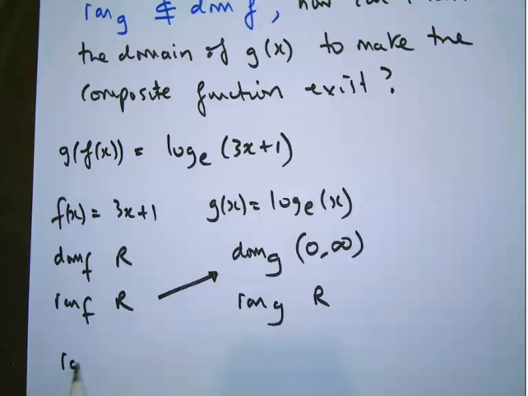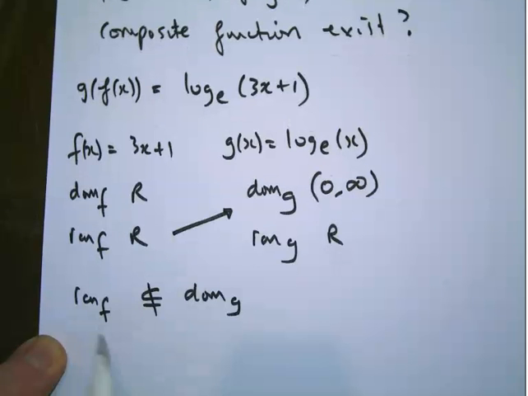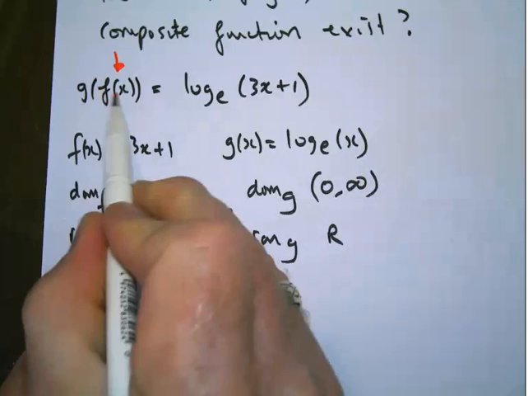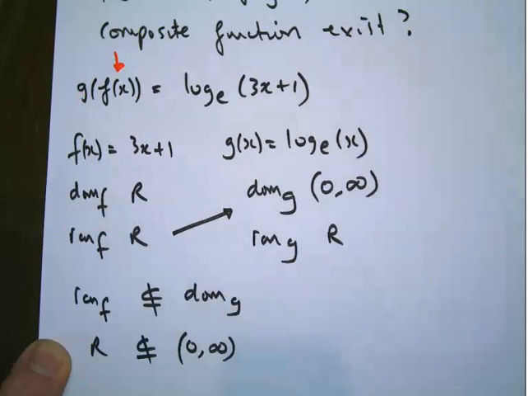The range of f is not a subset or equal to the domain of g, because R is not a subset of 0 to infinity. It's too big, therefore the function does not exist. How can I change the domain of f? How can I change the x's that go in through f so that when they come out of f and have to go through g, it will fit?